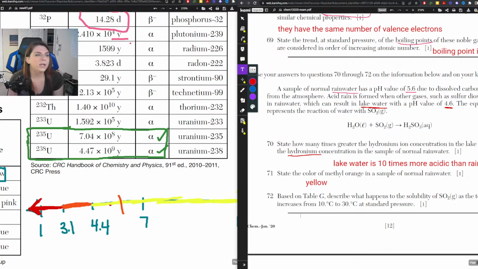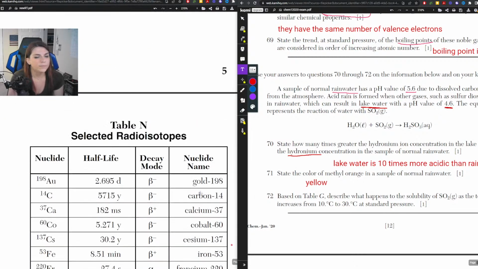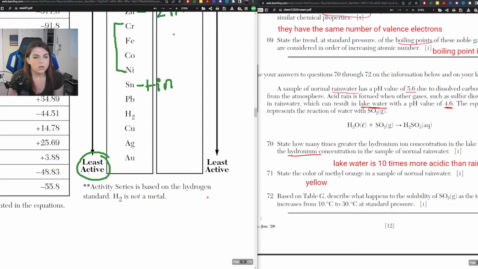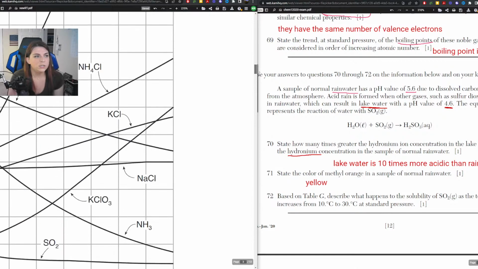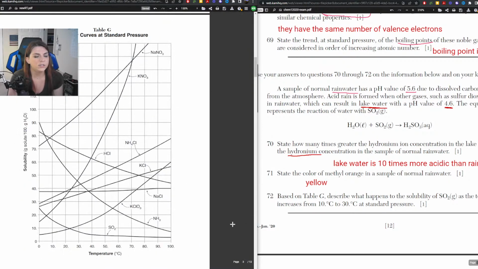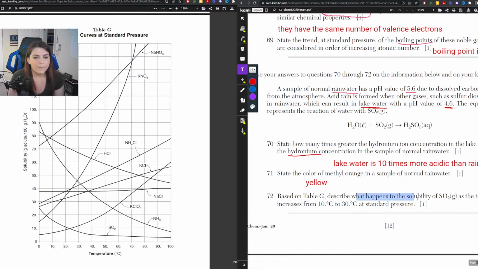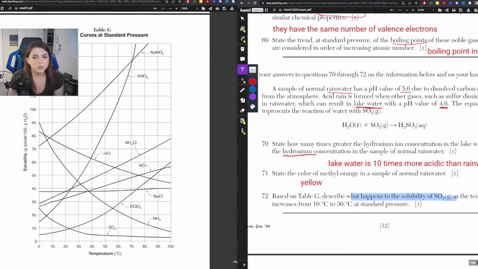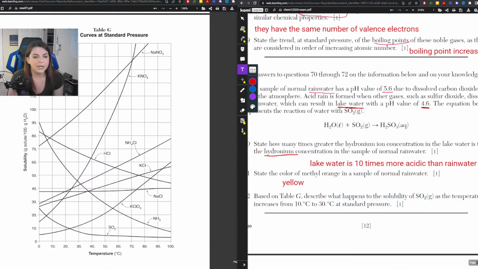Then we had to have a Table G question at some point. Based on Table G, the worst table of them all, because it's such a disaster. What happens to the solubility of SO2 gas as the temperature increases from 10 to 30? If you already know solubility of gases, you don't even need Table G to answer this question, but Table G will help you answer it.